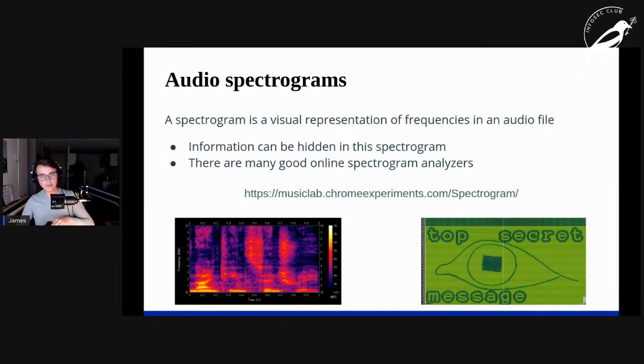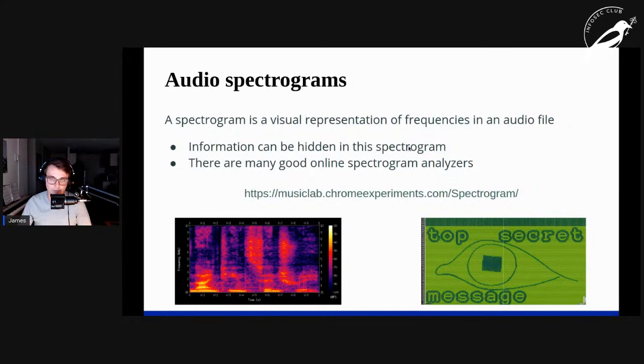So, audio spectrograms. I think these are really, really cool. An audio spectrogram is just a visual representation of frequencies in an audio file. When you think of an audio file, like a WAV file, normally you think about the visualization being sort of like a sine wave going up and down to represent the frequencies in your voice or in the sound file.